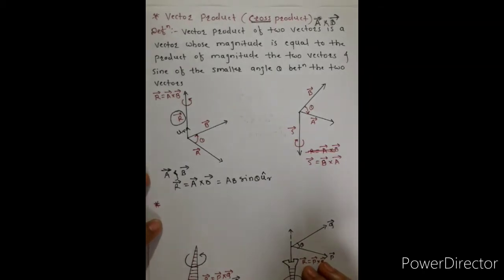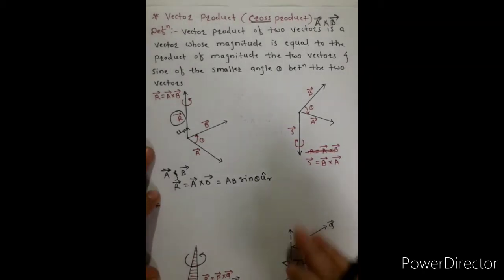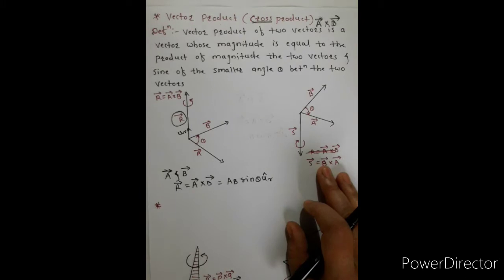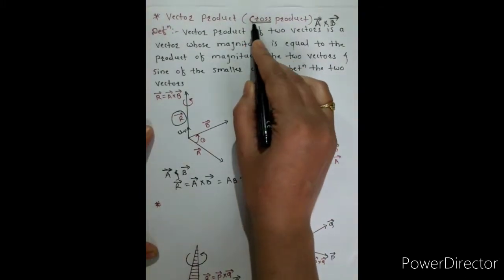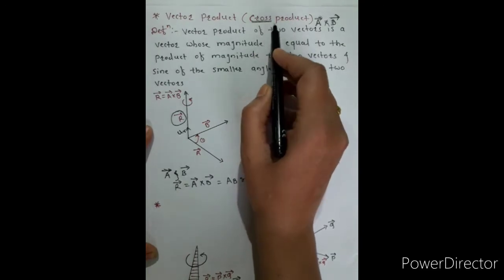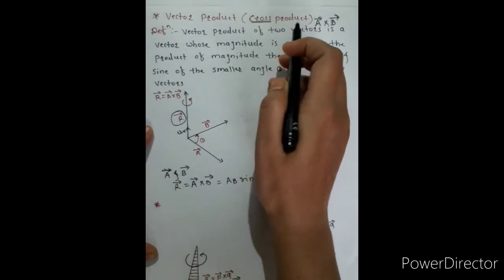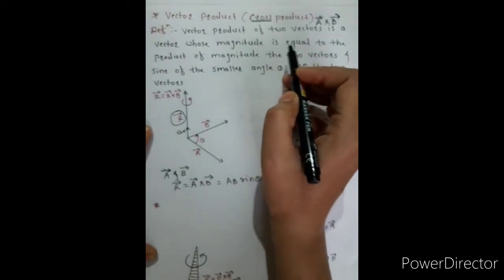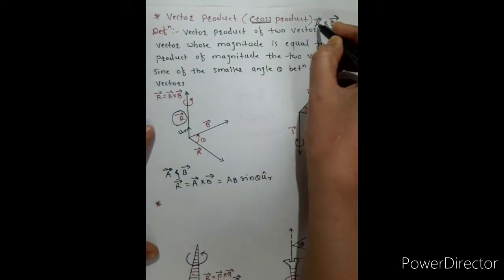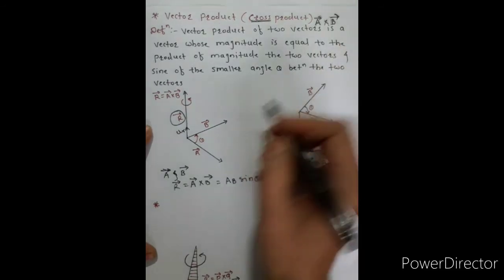Hello students, we are going to discuss the vector product of two vectors. Vector product is also known as cross product, because the cross sign is used to represent the vector product, that is, vector A cross vector B.